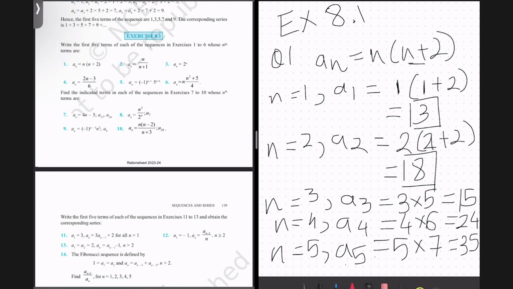So the first term of the sequence is 3, then we have 8, then 15, then 24, and at the end of it all, we have 35. So 3, 8, 15, 24, and 35. These are the first 5 terms of this particular sequence. Correct?